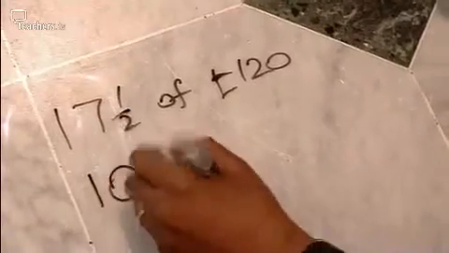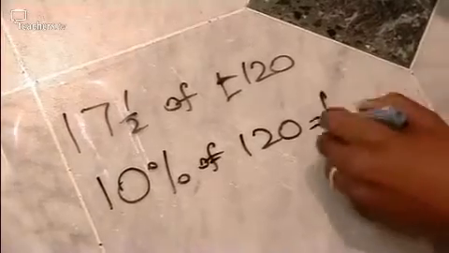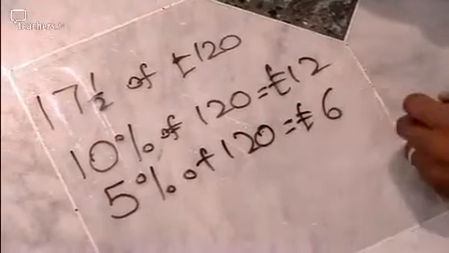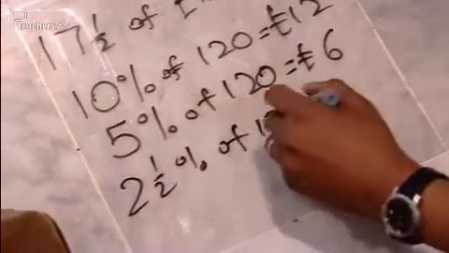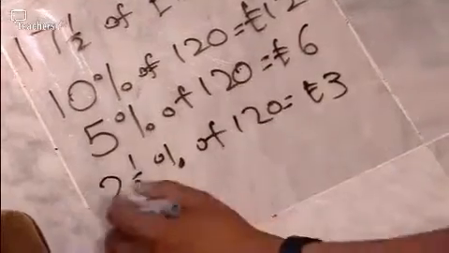17.5% seems like an awkward amount, but there's an easy way. 10% of £120 is equal to £12. 5% is half of that, which is £6. And 2.5% is half of 5% again, which is equal to £3. That's 10% plus 5% plus 2.5% equals 17.5%.